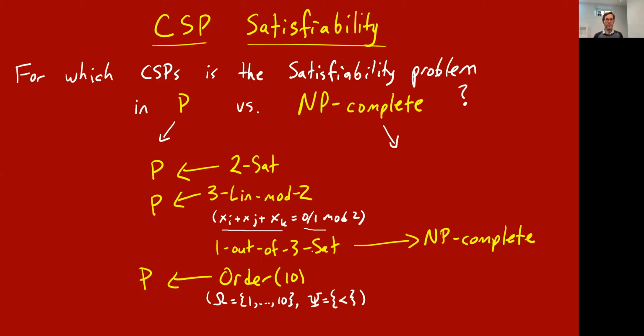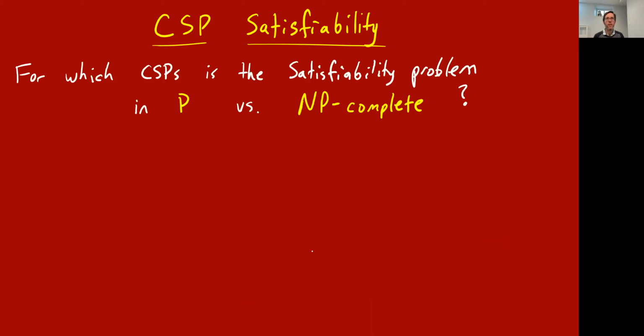This is also in P. You have to think about why, but you eventually take this instance and do a topological sort of the graph and see if it has depth at most 10. Okay, so you can see that there are lots of different kinds of CSPs, and sometimes their satisfiability problem is in P, and sometimes it's NP complete, and what's the deal?